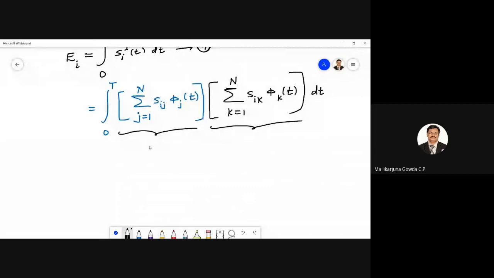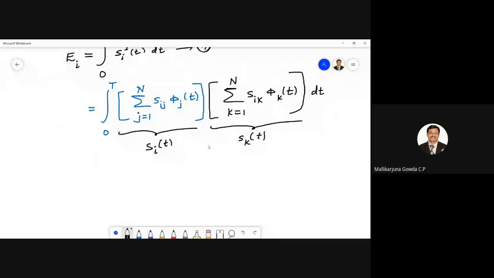Any doubt with respect to this? What I wrote: this is SI and this is SK, and I can put I equal to K. With respect to that, I wrote there it is S squared I of t. Don't confuse with this. The energy of a signal is the integral over the duration of the signal, by squaring it, I can find out. So here I have considered two signal vectors, SI and SK. That is why I wrote what I am supposed to write for SI of t and for SK of t.